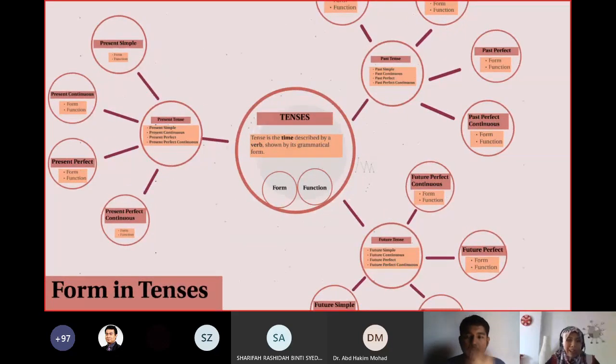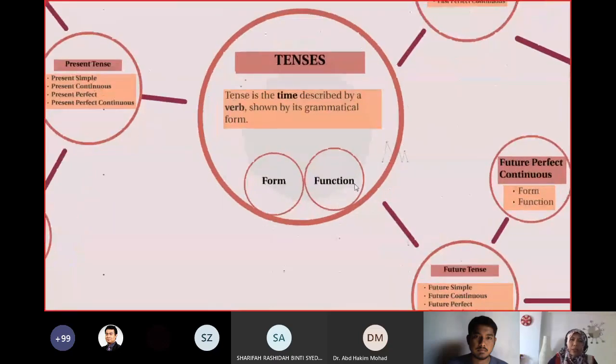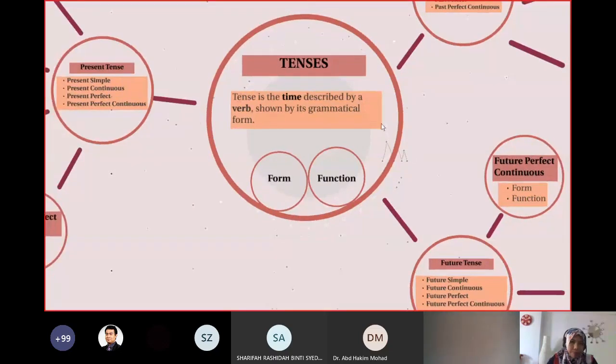Form meaning what does it look like? But for your information, especially USIM students, whenever you learn grammar, it doesn't matter whether you want to learn English grammar, BM, or Arabic, you must learn what it looks like. That will be form. Secondly, what is the function, meaning what is the use? Why do we use that particular tense? Then we'll be able to understand how to use it, what it looks like, and the accurate usage.